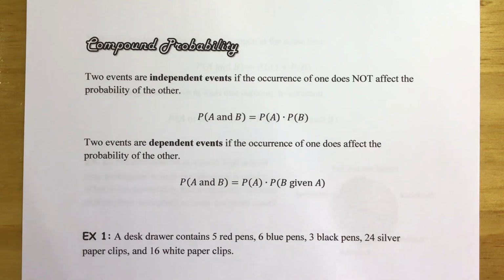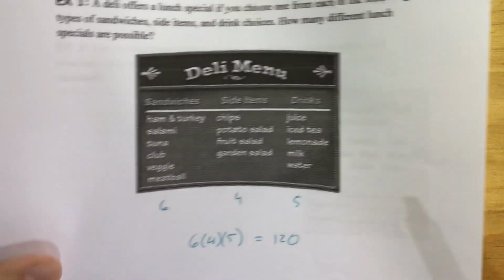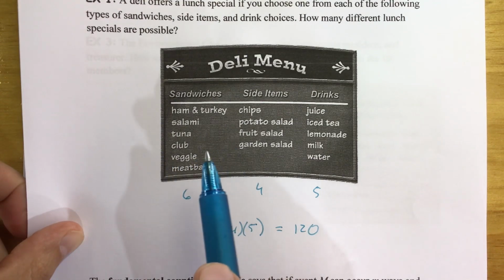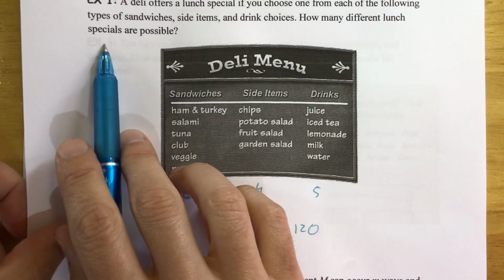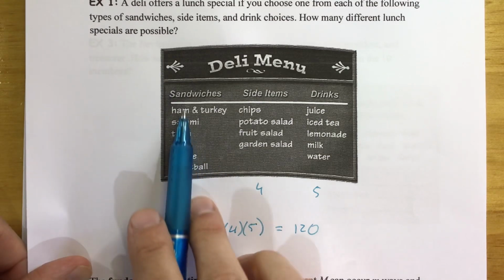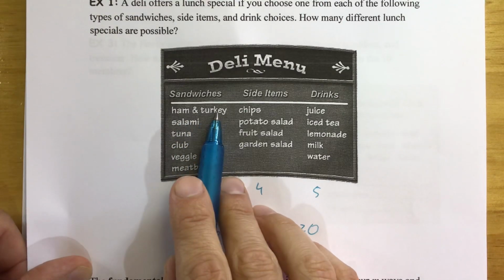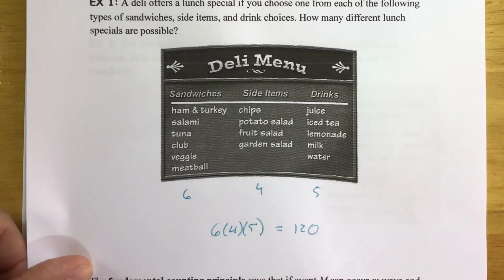Now, what I'm going to do is go back and look at the deli problem that we had in permutations and combinations. The very first question asked how many different lunch specials are possible. And to do that, you just multiply all your different options together and you get 120. Now, we could rephrase the question as a probability question and say, what is the probability that you will choose a ham and turkey sandwich with potato salad with juice? Right? We can ask, what is the probability of selecting a very particular order? Well, what we had figured out is that there's 120 different orders.